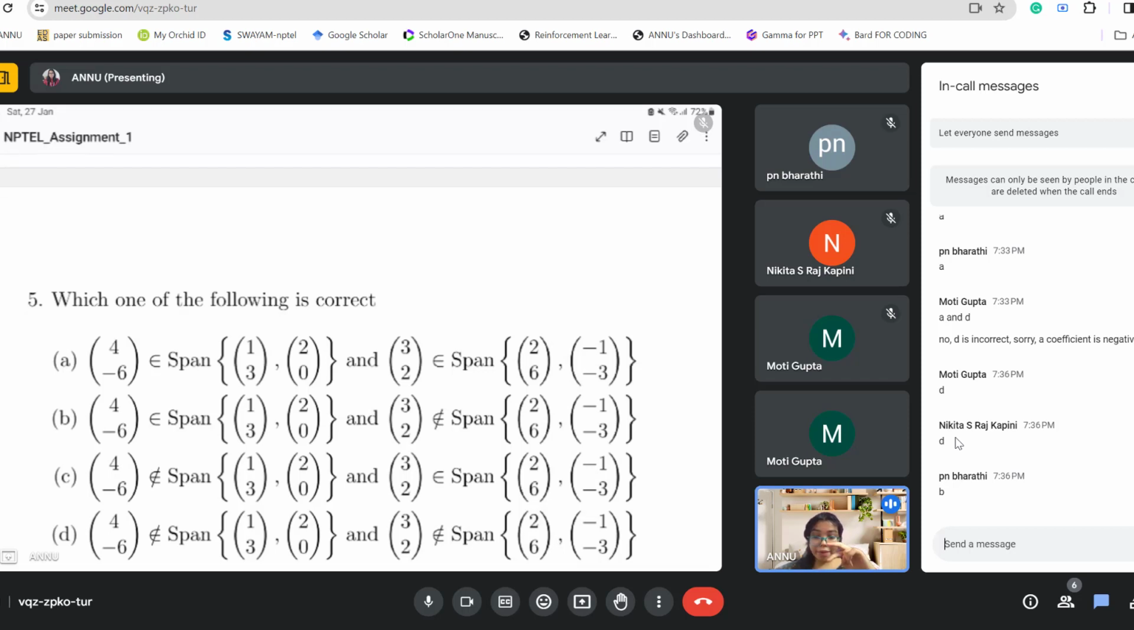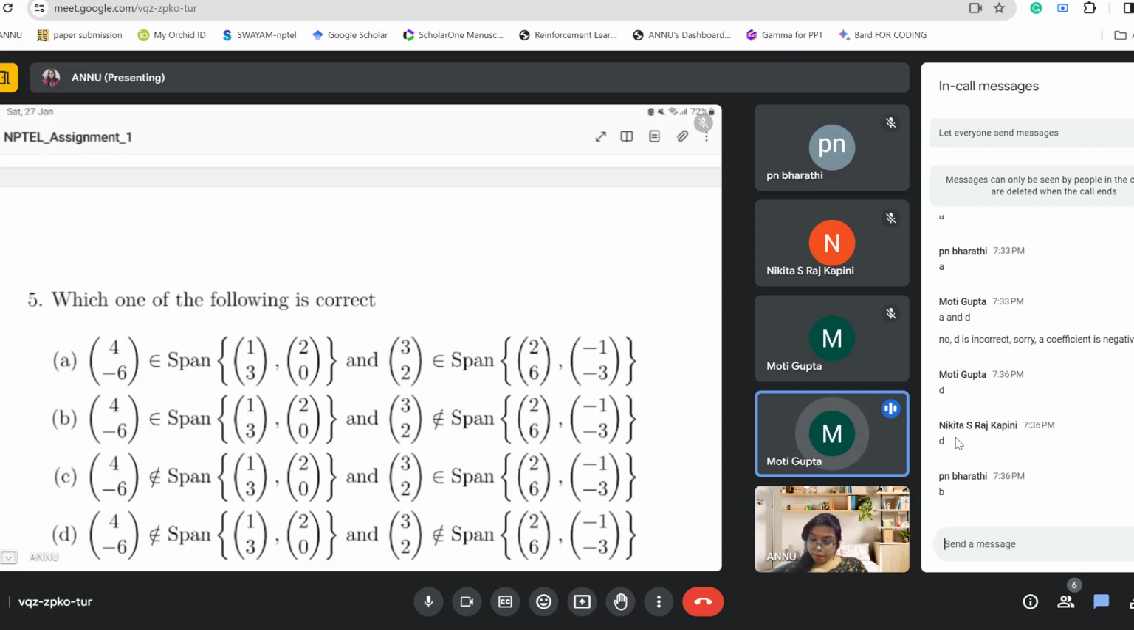So you'll again have B and D, right? Yes, ma'am. Can you check between B and D? The answer would be B, because we could find a multiple of minus 2 and, let's say, 3. Yeah, the answer is D, because 4 and minus 6 also will not belong. Why? If you multiply the first vector by 2, then it should be 2, 4 and 6. Negative will not come.